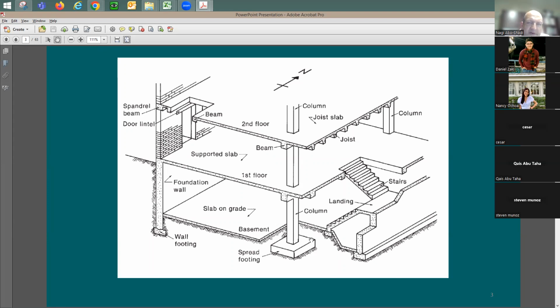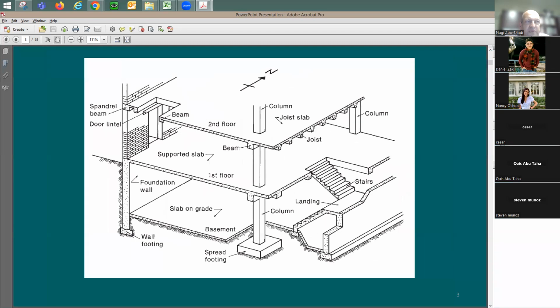The contact pressure here and the size of the footing is an ASD design. Did you guys hear this before? ASD, we talked about it. Allowable strength design. Sometimes you call it allowable stress design. What is allowable strength or stress design?